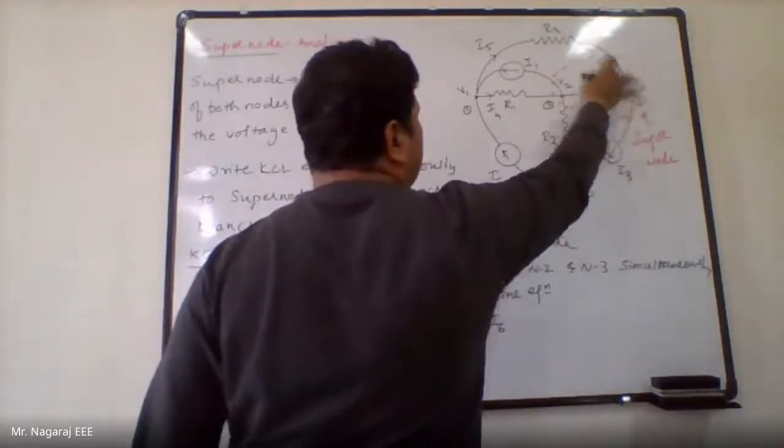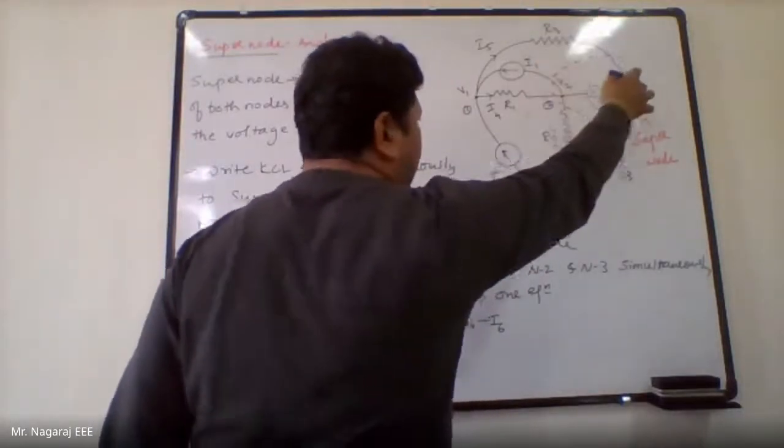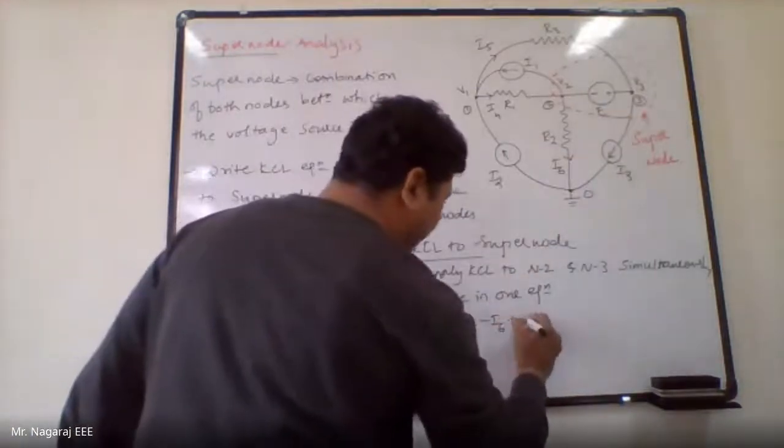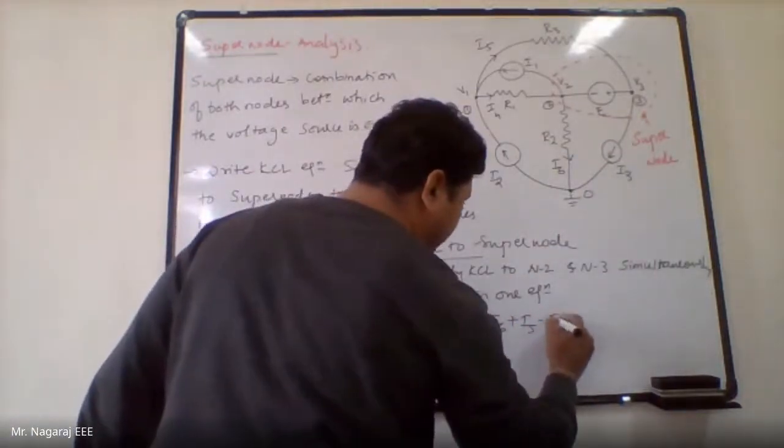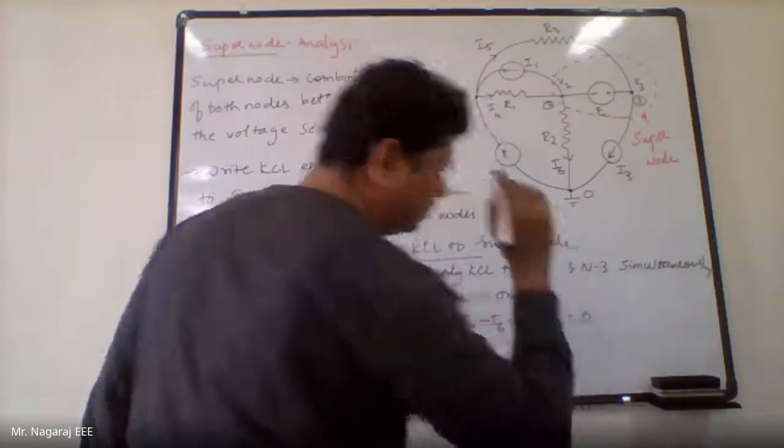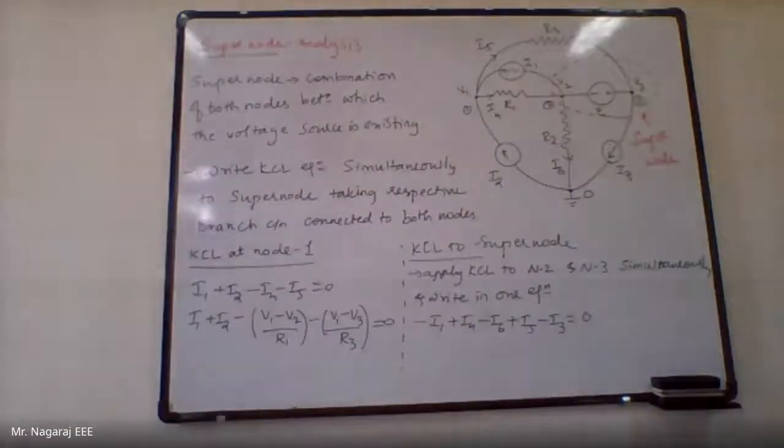Next, for node 3 there are two currents. I5 is entering, I3 is leaving. So plus I5 minus I3 is equal to 0. Okay, so this is the supernode equation.